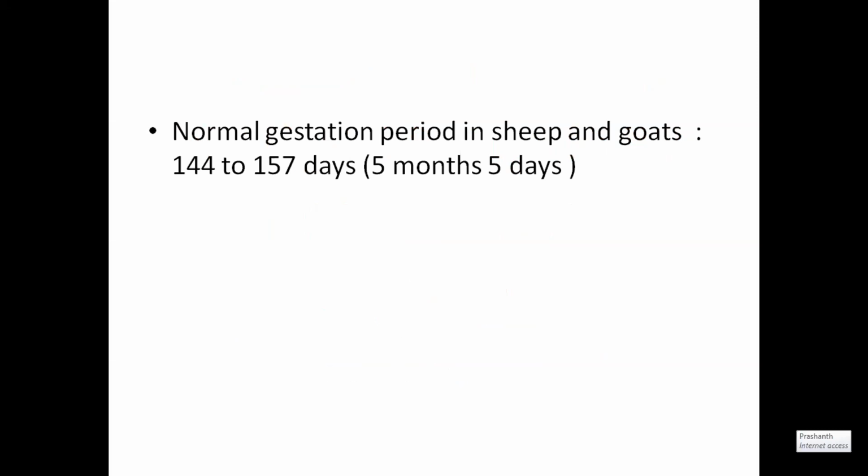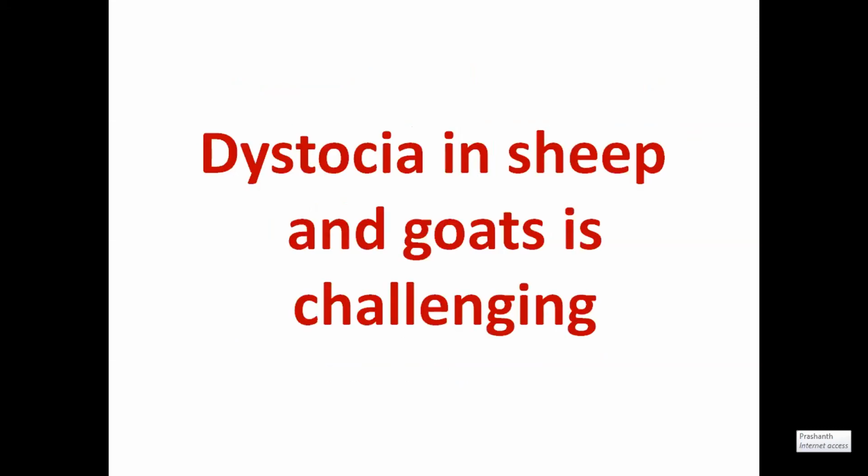As we all know, the normal gestation period in sheep and goats is 144 to around 157 days. On average, we can take it as 150 days. Majority of the time, these animals will be presented with dystocia before the onset of parturition. So many times we will see abortions under field conditions, and during abortions also, there will often be dystocia.